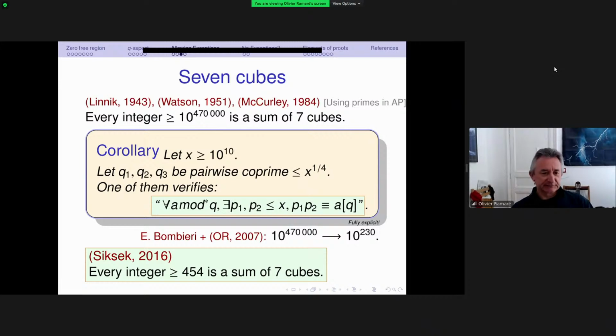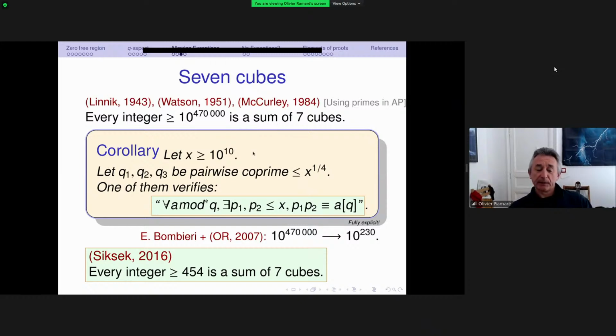The numerical difficulty of this proof is that you need to produce a prime in an arithmetic progression to a very large modulus. For Linnik, it was log x to the 9. For Watson, it was log x to the 12, if I remember well. The same for McCurley, it was about log x to the 12. And the explicit versions of primes in arithmetic progression that we have are very bad. So what we are able to prove is that every integer larger than 10 to the 500,000 is the sum of 7 non-negative cubes.